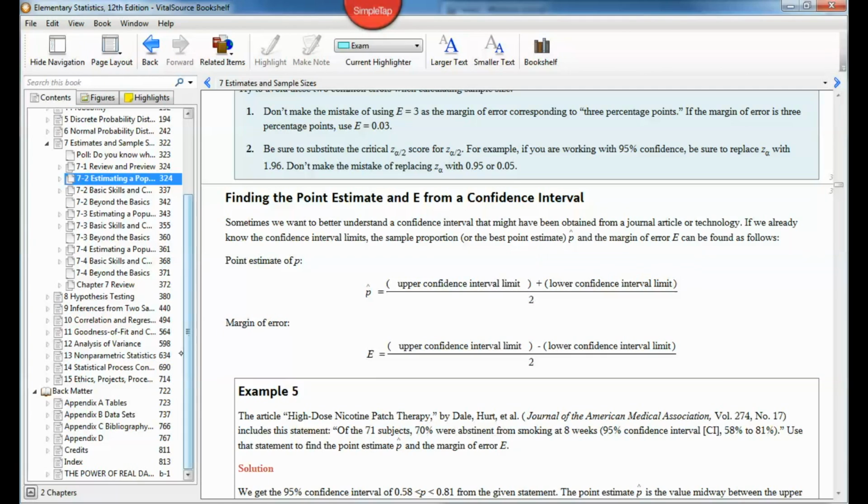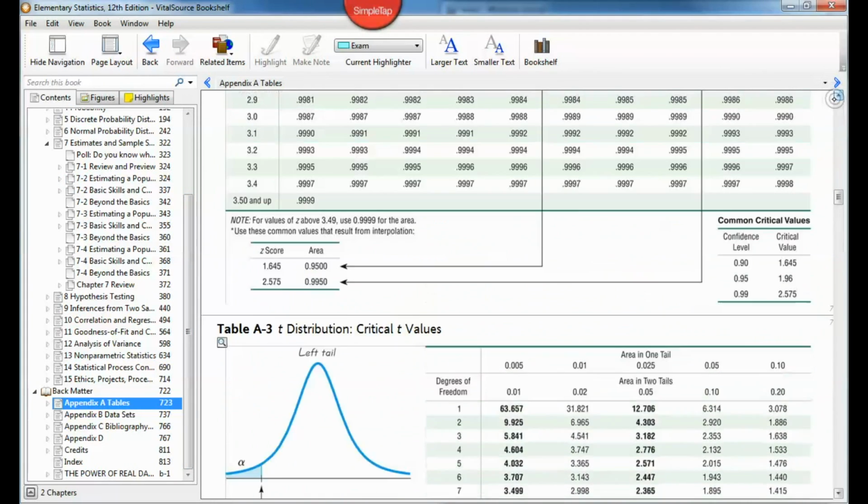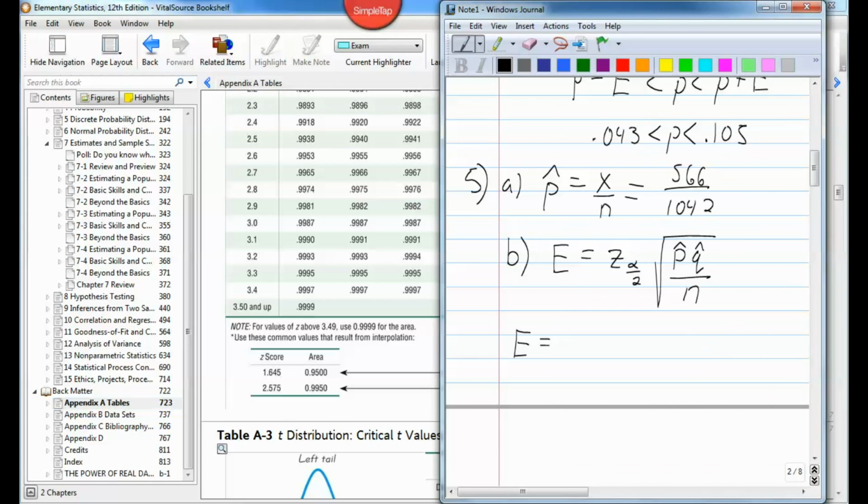If you look at your z-score chart, at the bottom of the positive z-score chart, you'll see down here common critical values. So that's 90%, 95%, 99%. Since we were using a 99% confidence level, I use a critical value of 2.575. That's my critical z.